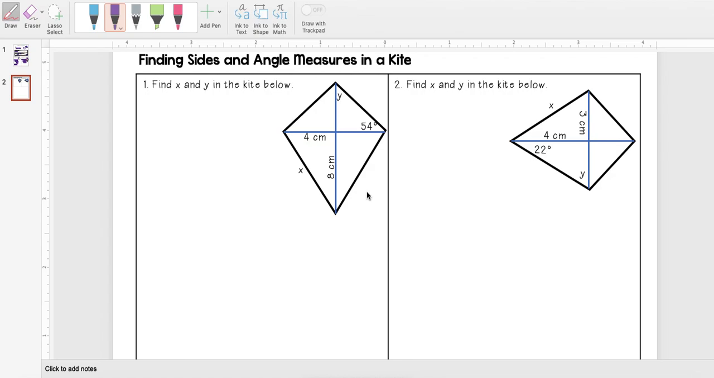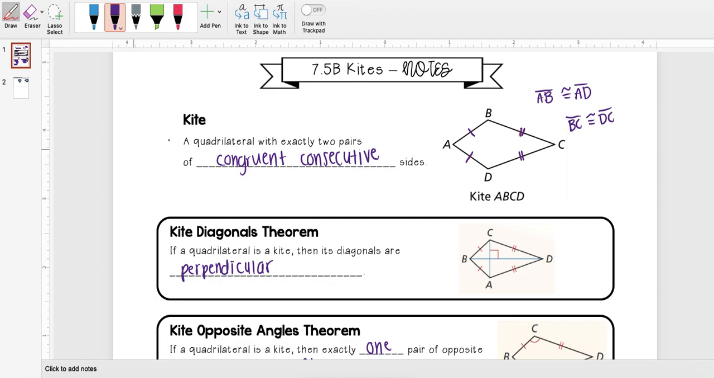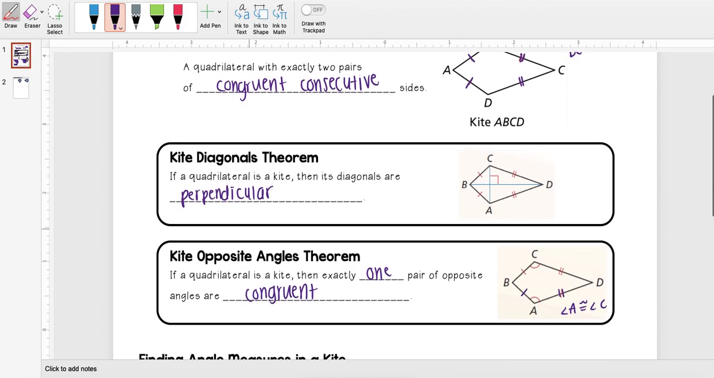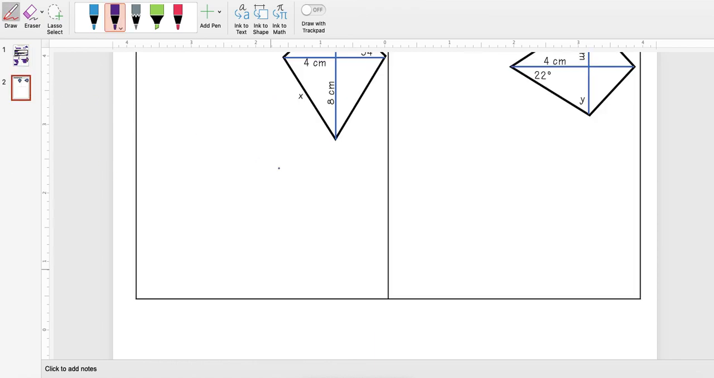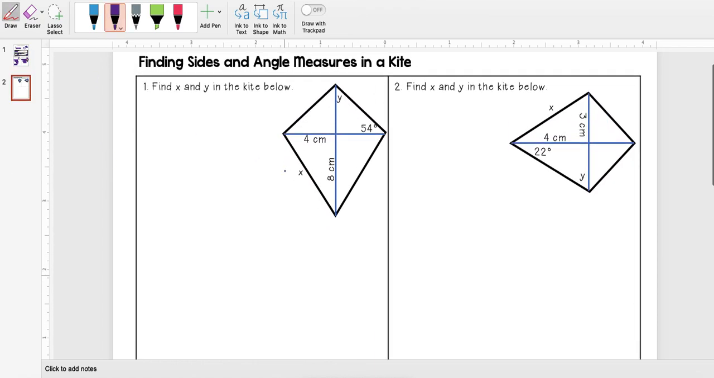So now let's look at an example where we have diagonals in our kite. I'm going to go back to our theorems and review what we learned about diagonals. By the kite diagonals theorem, if a quadrilateral is a kite, then its diagonals are perpendicular. That means these diagonals intersect at a 90-degree angle, so I'm going to go ahead and mark that.